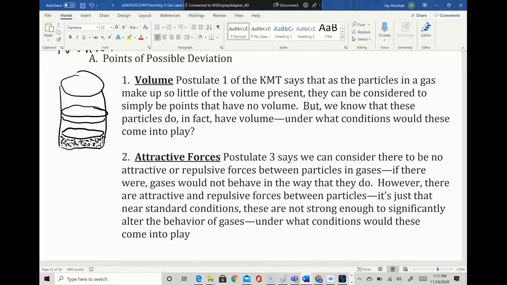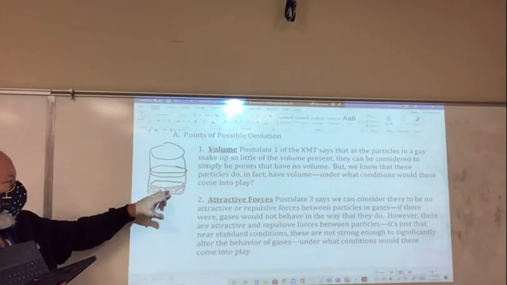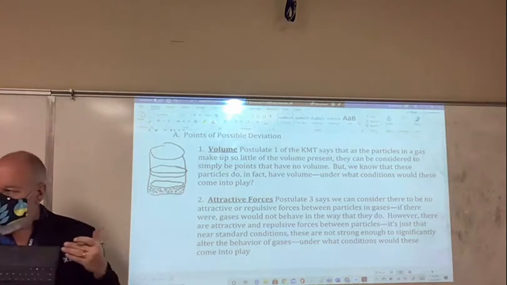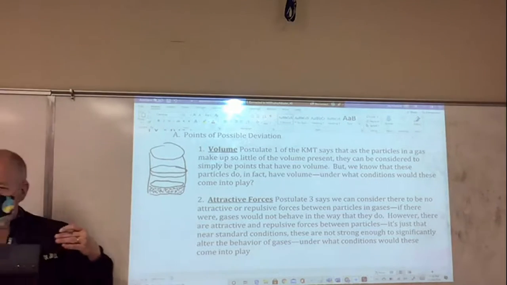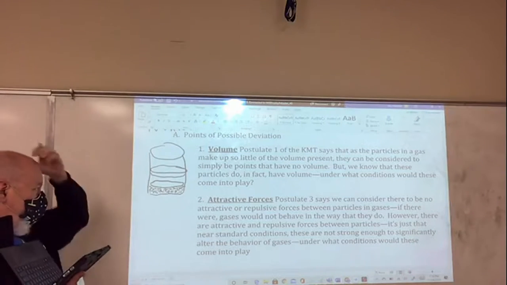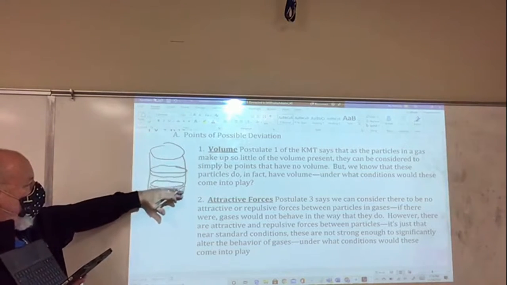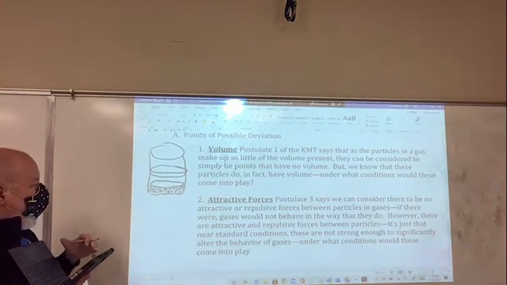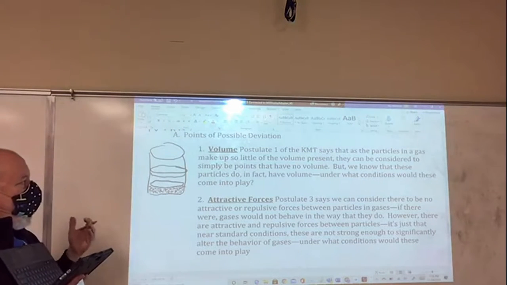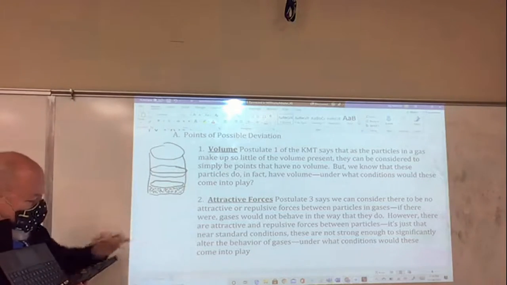So at low temperatures, these particles are going to be closer together, right? They almost might be liquid or they almost might be solid if they're even close. But at that point, your volume is going to start coming into play. So at low temperatures and at high pressures, the volume would start to become a problem. Okay, and we'll talk more about that in just a second.